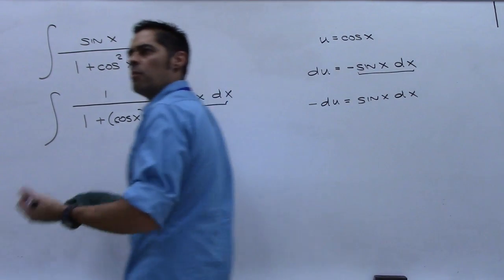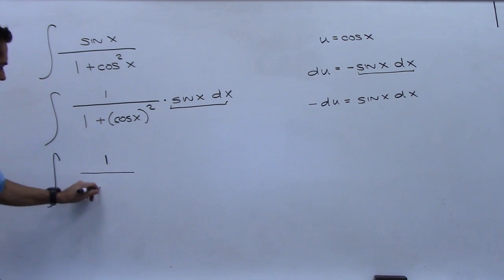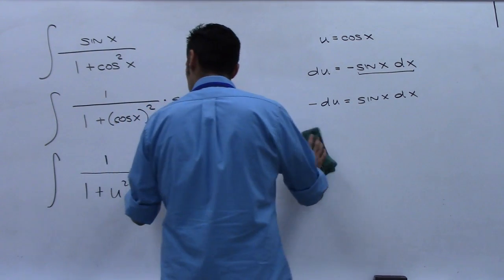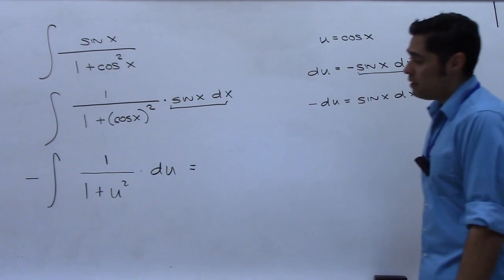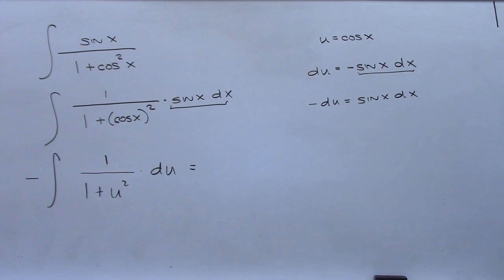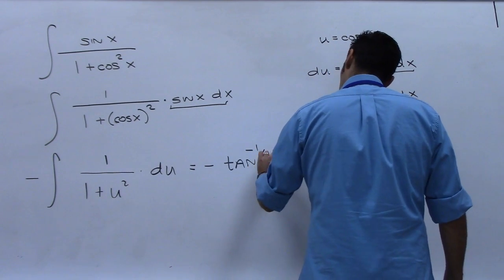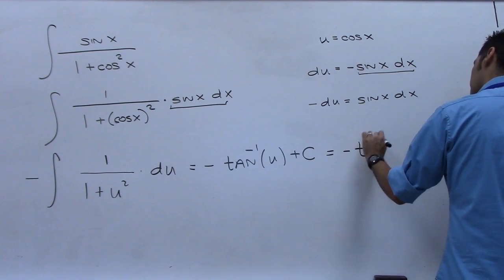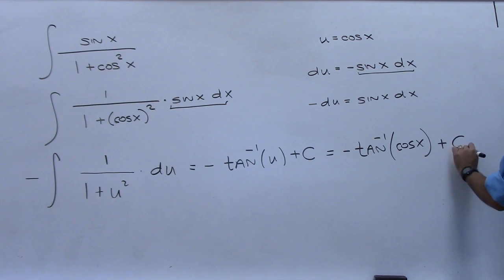And I think I can rewrite the whole problem now. So this becomes integral 1 over 1 plus, this is u, so u squared, times negative du. Pull the negative out of the whole integral. The antiderivative of 1 over 1 plus u squared is arctangent, but I have a negative out there. So negative arctangent of u plus c, which is negative arctangent of cosine x plus c. That's it.